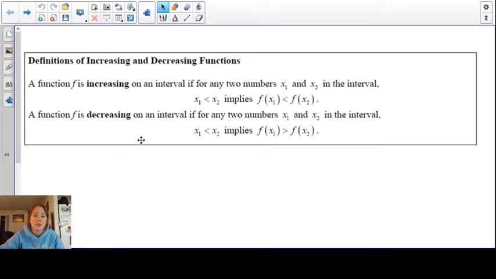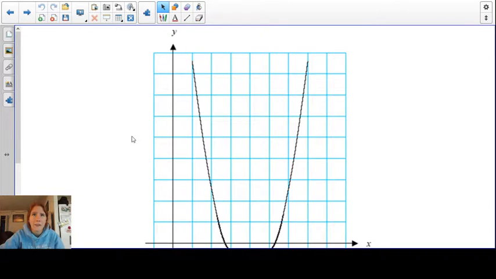The function therefore is decreasing if x1 is still smaller than x2, but the opposite happens. The y values are getting smaller as we're going, so the y of x1 would have to be bigger than the y of x2. So let's look at that pictorially.